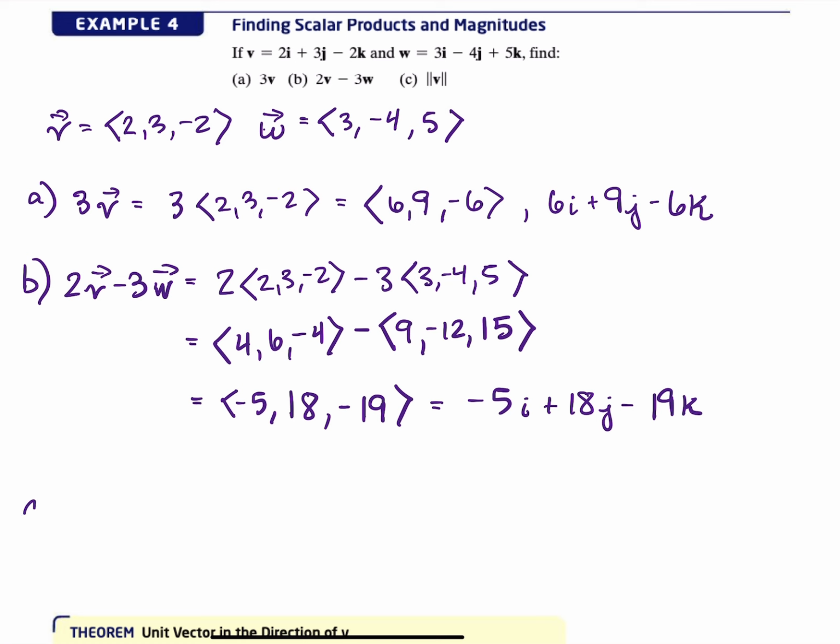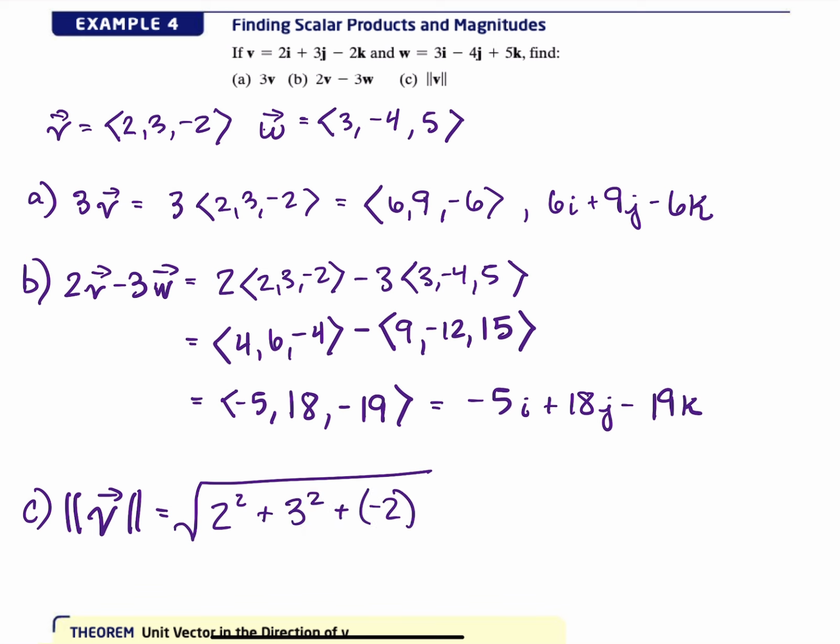And then part C asks us to find the magnitude of vector v. So that will be the square root of the square of their components added together. So that will be 2 squared plus 3 squared plus negative 2 squared. So that would be the square root of 4 plus 9 plus 4, or the square root of 17. So familiar operations, we just have this extra term for the third dimension.